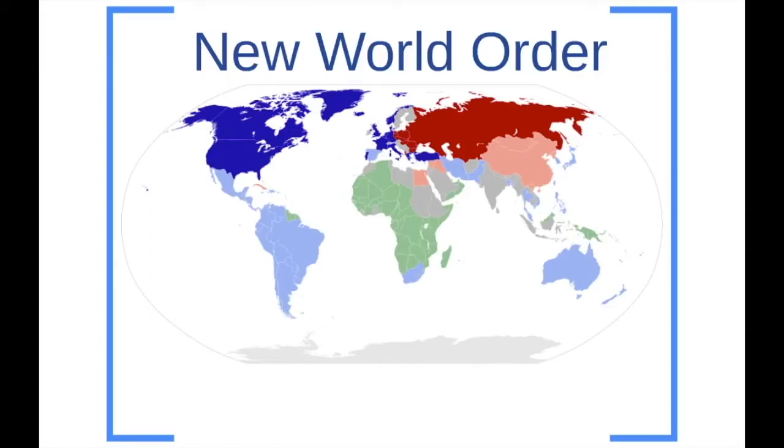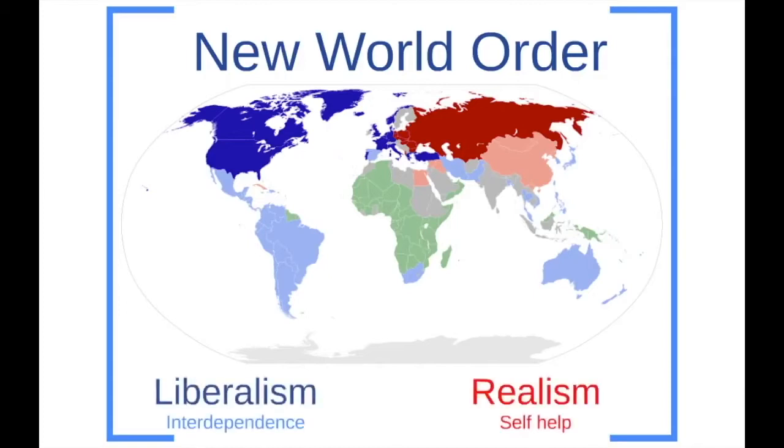India, for example, which is a nuclear power now and with a significant population, was in the non-aligned movement following the Second World War. Whereas today, you would probably consider India to be within the First World Order, as it is the largest democratic state on the planet. There are two main political theories that we need to understand. They are liberalism and realism.